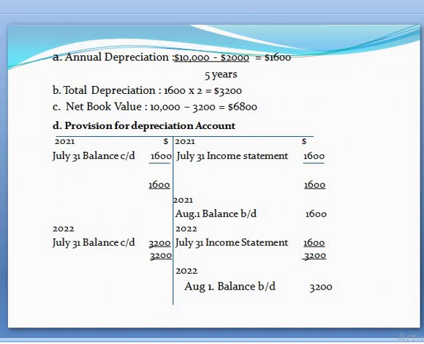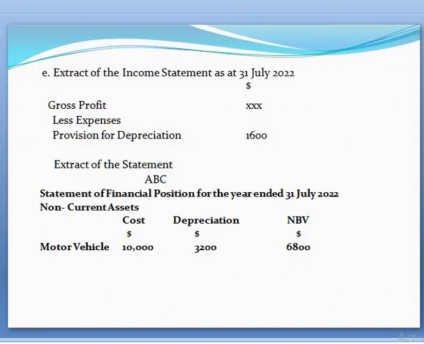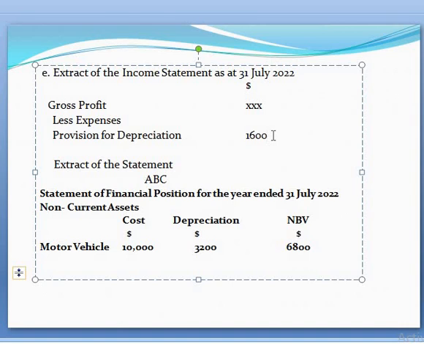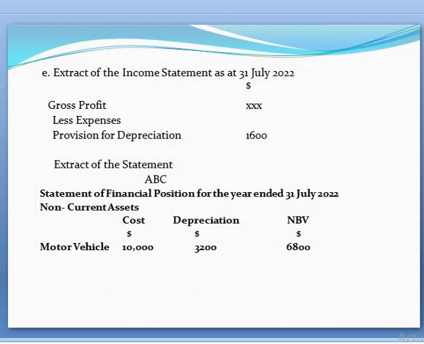Right, so the extract of the income statement, remember in the income statement we show the depreciation for that particular year only, not accumulated depreciation, but depreciation for the year. So here the depreciation for the year is 1,600 and the statement of financial position is showing now the total depreciation, which is 3,200, and it will be subtracted from the cost to find the net book value, because this is the actual value of the asset at the end of the financial year.